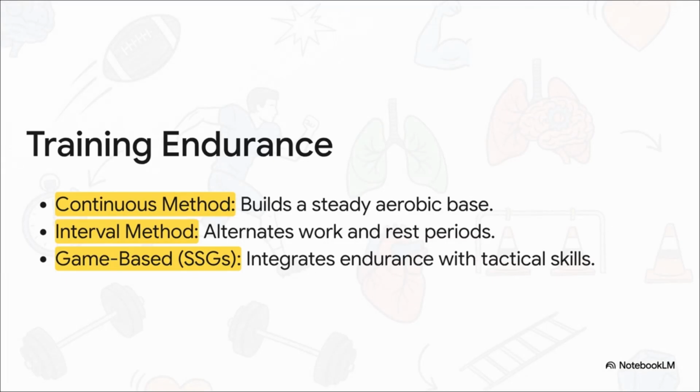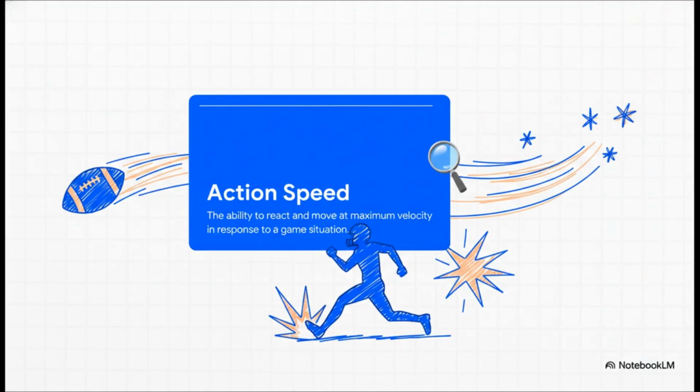So how do they build that? Well, there are a few ways. You've got the continuous method, for building a solid aerobic base. Then there's interval training, which is way more like the actual stop and start of a game. But the real gold standard is game-based training, small-sided games, or SSGs. Think about it. You're building endurance, but you're also making tactical decisions, using your skills. You're training the engine and the steering all at once. It's brilliant.